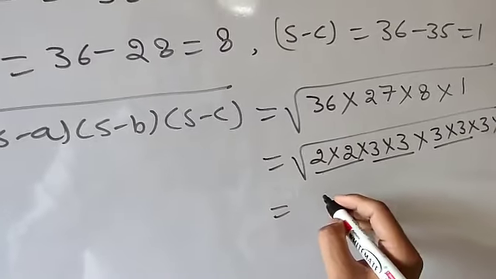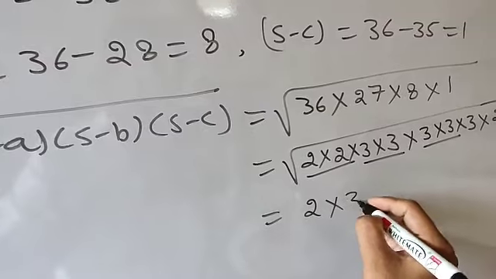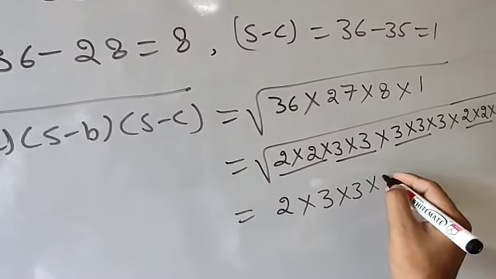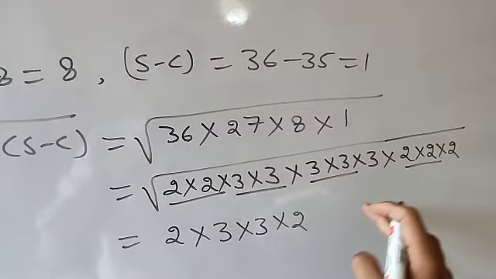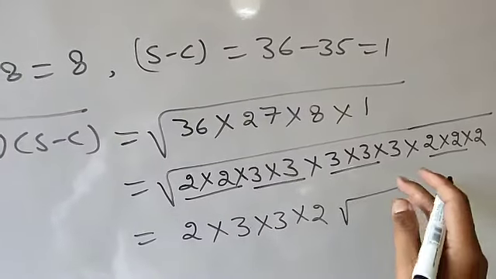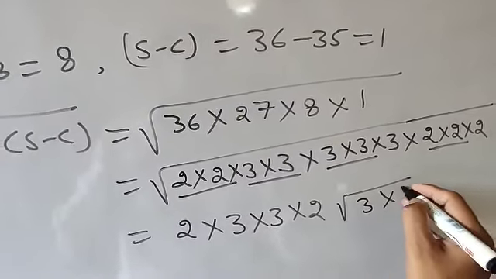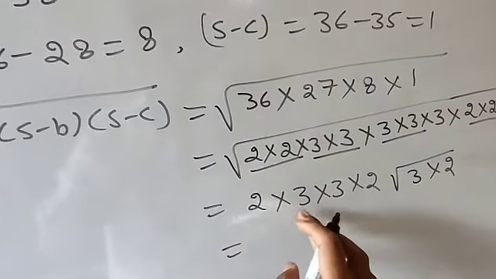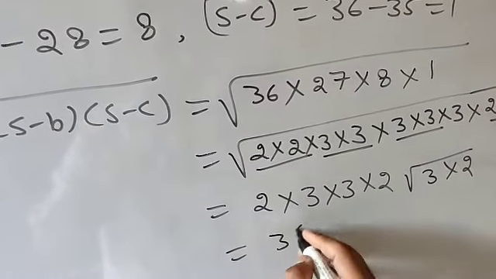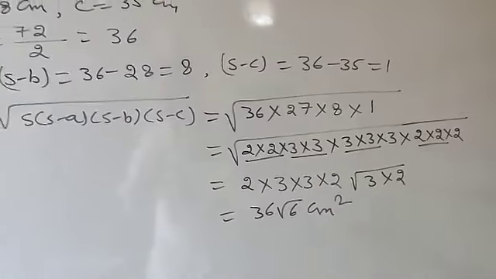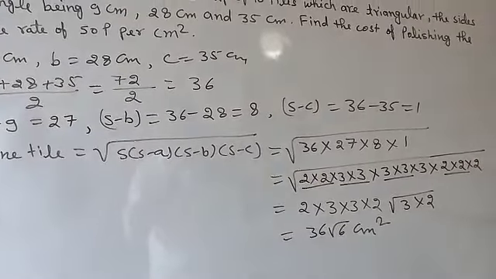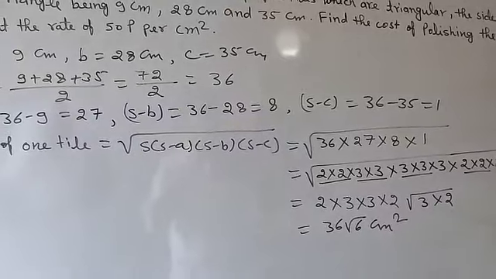So you will pick one number from each pair. So 2 into 3 into 3 into 2. And what are the numbers which are unpaired? That is 3 into 2. So that is equal to 2 into 3 is 6, 3 into 6 is 18, 2 into 18 is 36 root 6 centimeter square. So the area of one tile is 36 root 6 centimeter square.